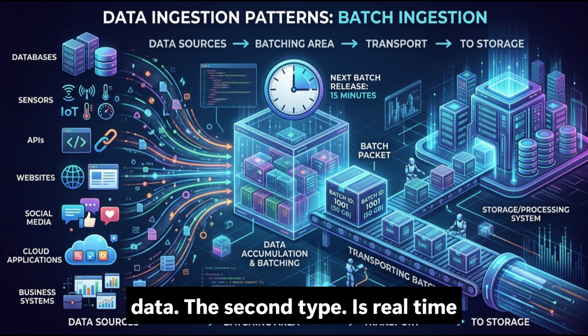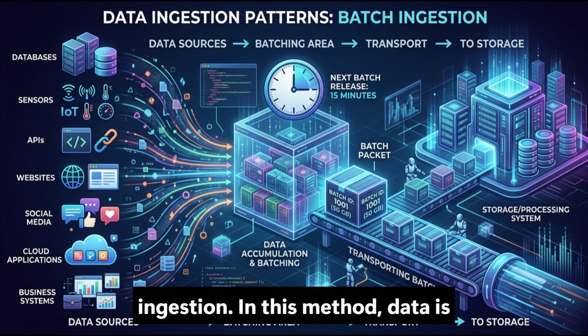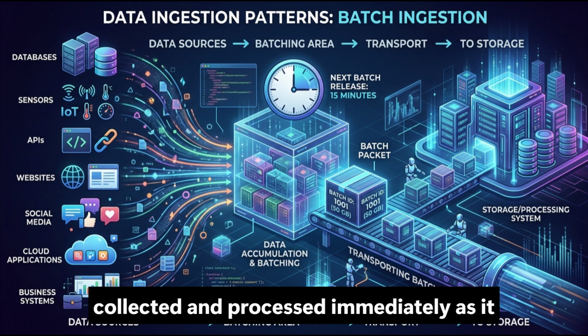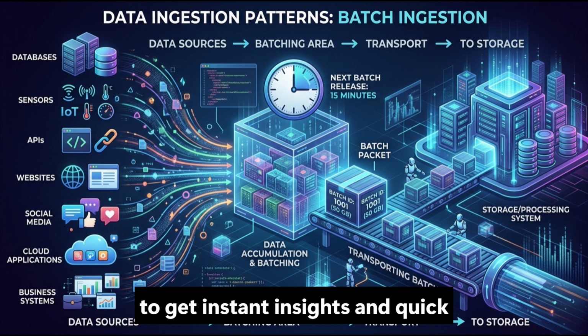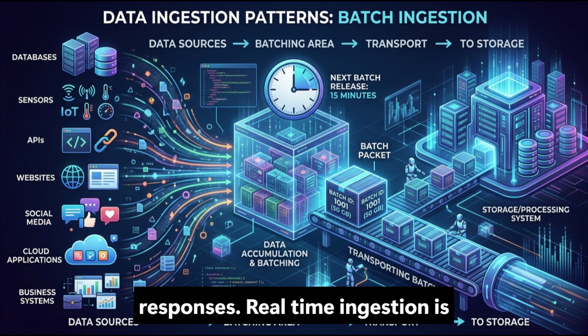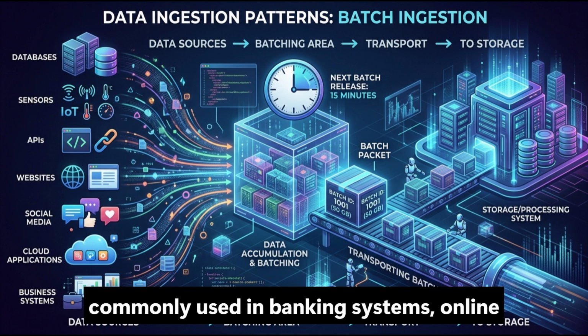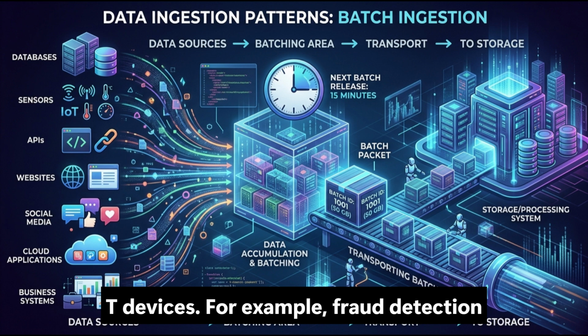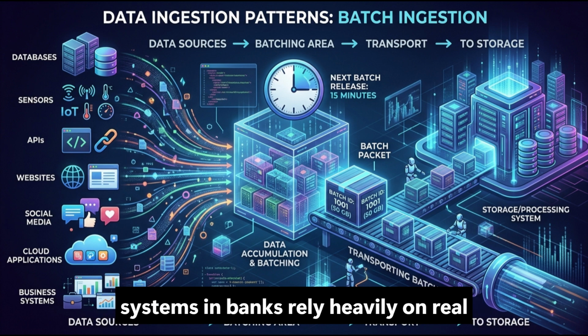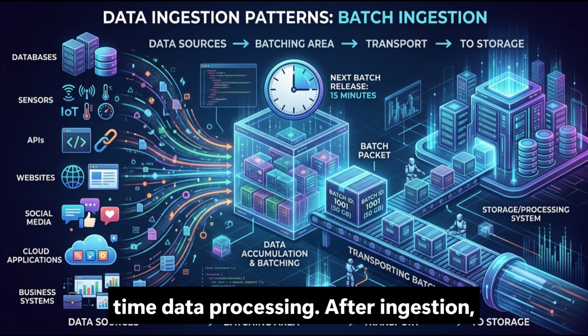The second type is real-time ingestion. In this method, data is collected and processed immediately as it is generated. This allows organizations to get instant insights and quick responses. Real-time ingestion is commonly used in banking systems, online shopping platforms, stock markets, and IoT devices. For example, fraud detection systems in banks rely heavily on real-time data processing.